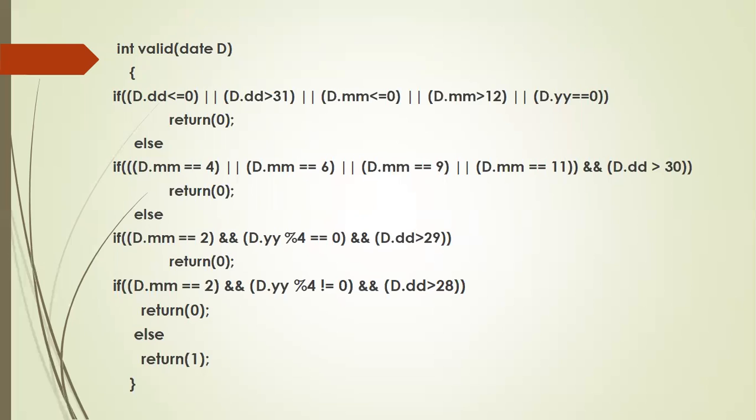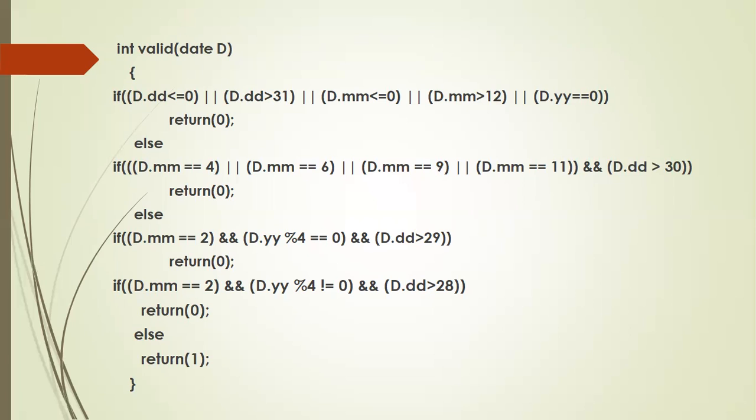Next, if the month is 4, 6, 9, 11, in all these 4 months date value maximum can be 30. If it is more than 30, then also the date is invalid, return 0. And the month is February and it's a leap year, and the date value in the leap year also maximum day is 29. If it is greater than 29 in the leap year also, return 0, meaning invalid. And if the month is 2, not a leap year, and in that case more than 28 is also invalid, so return 0. Otherwise only return 1. So this is a function which checks whether the given date is valid or not.